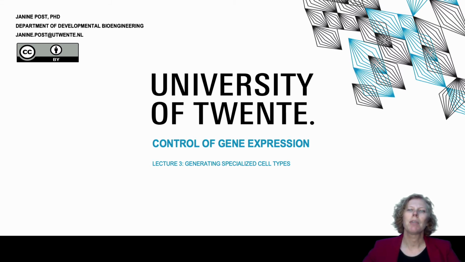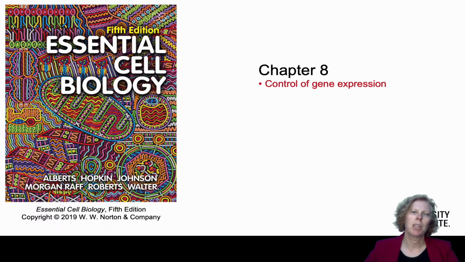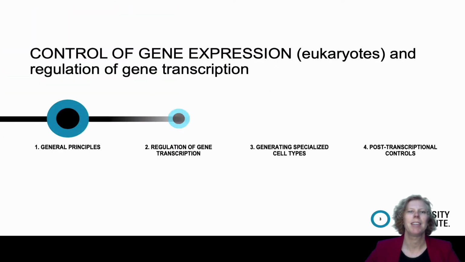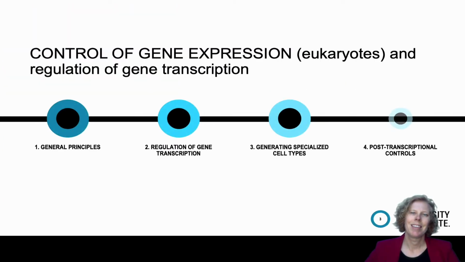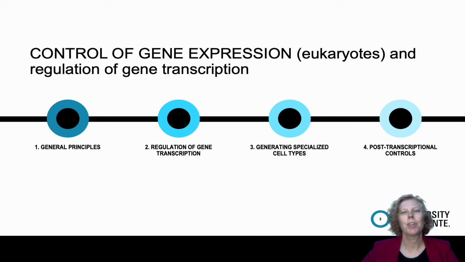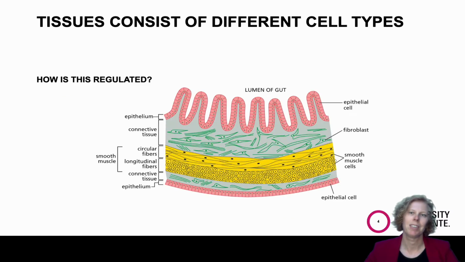In this third lecture, I will talk about how transcription regulation results in the generation of specialized cell types. Illustrations in this video are based on the book Essential Cell Biology, Chapter 8. In this series, I give 4 short lectures on gene expression control. In this lecture, I will focus on the cell type-specific regulation of gene expression.